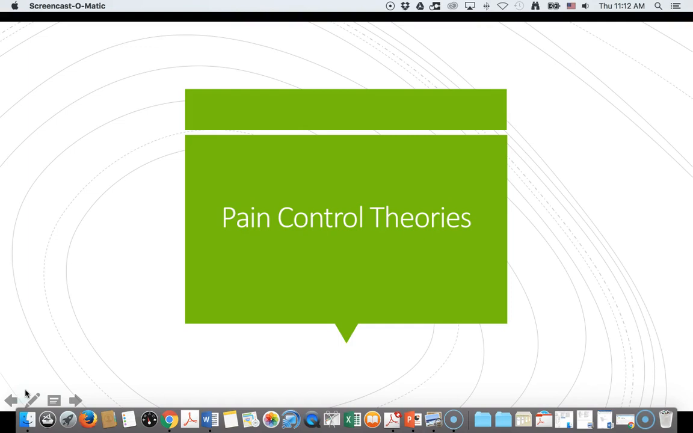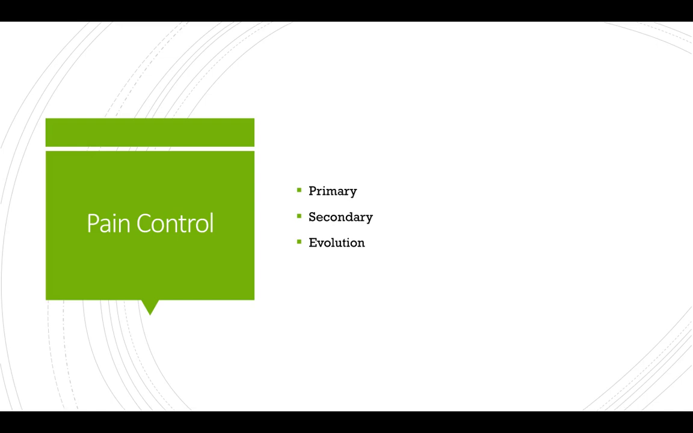So now that we know how pain is transmitted, we can talk about, okay, how can we control pain? And these are the pain control theories that are out there. So first thing to know when we start talking about pain control theories is, what type of pain control are you talking about? So we have primary pain control. This is resolving the physiological pain triggers.